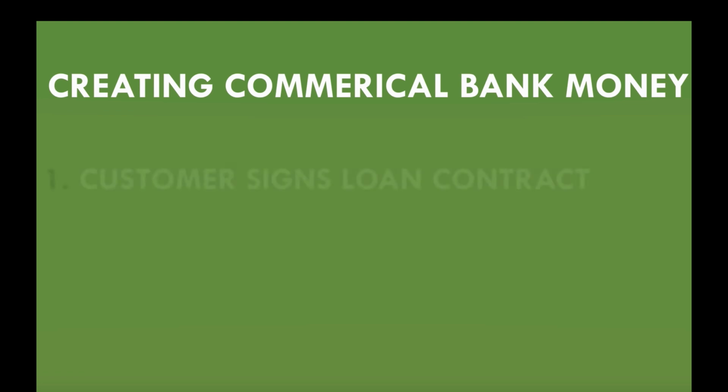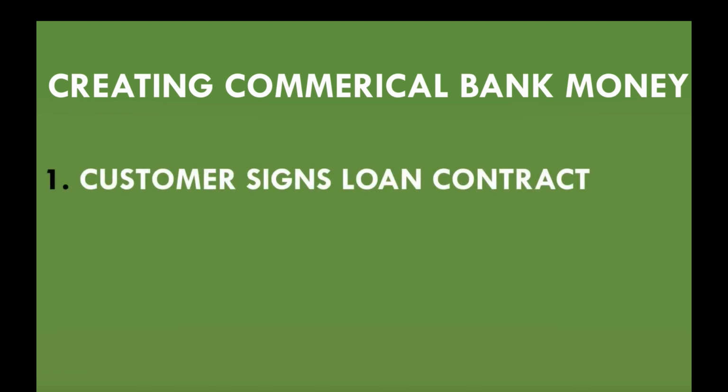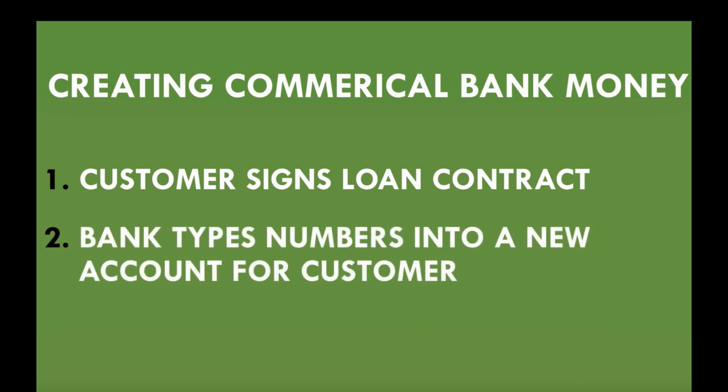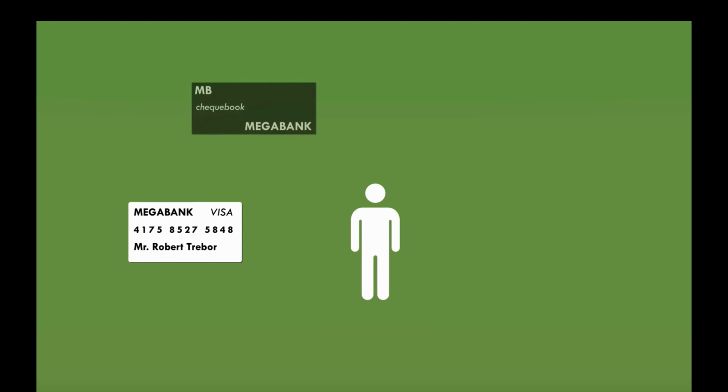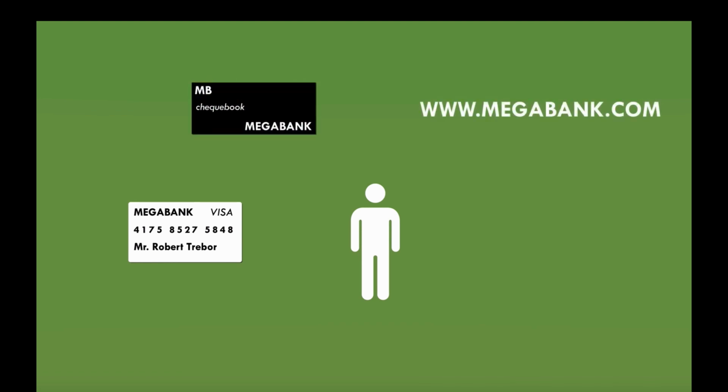is as simple as 1. A customer signing a loan contract, and 2. The bank typing numbers into a new account set up for that customer. This new bank-created money represents new spending power or money in the economy. Robert can now go and spend his money anywhere in the economy using his debit card, checkbook, internet banking, transfers, or even by taking cash out of an ATM.